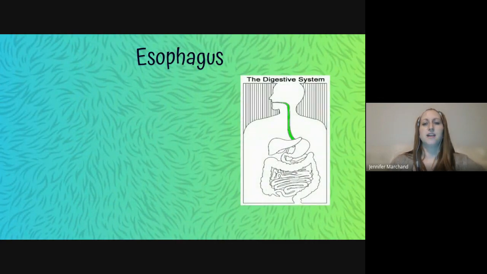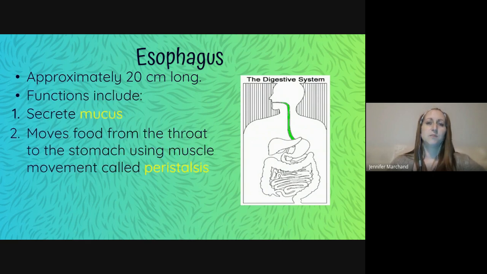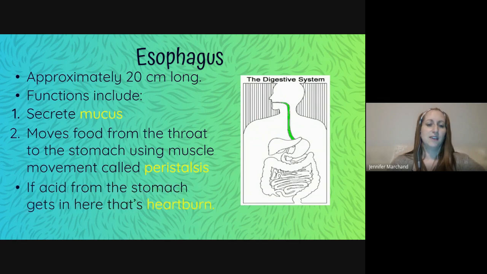Let's talk about the esophagus for a minute. It is approximately this long green thing here. It's approximately 20 centimeters long. It secretes a mucus, which helps move food from the throat into the stomach using a movement called peristalsis. And the acid from the stomach gets in here, and that causes heartburn.